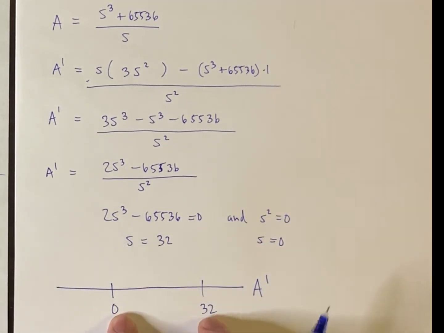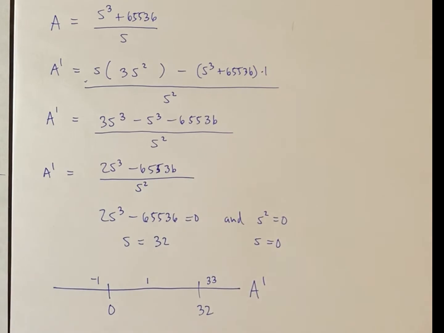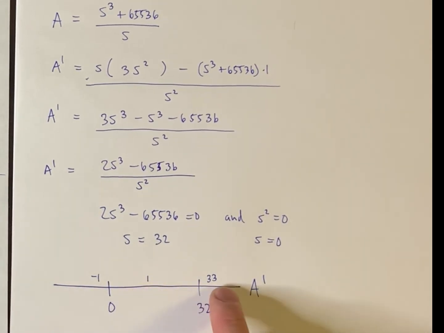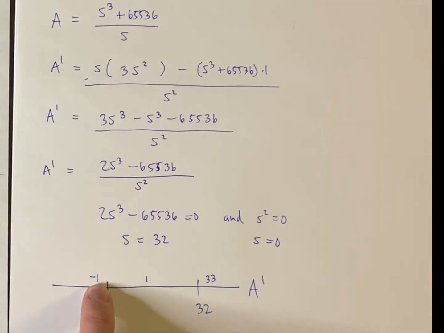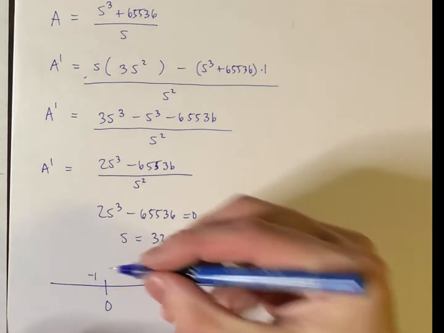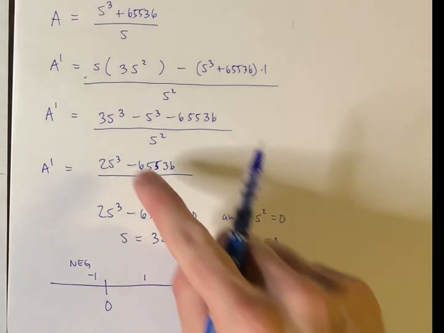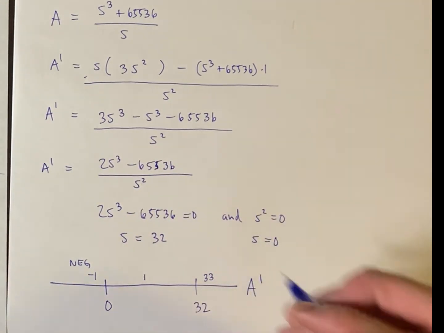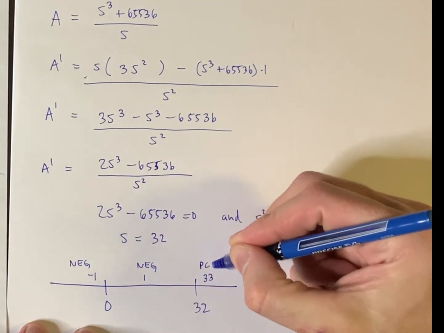And what you do is you pick test numbers that live in these regions. For instance, what's between 0 and 32? How about the number 1? What's on this side of 32? How about 33? Pick a number that's here, -1. And what we do is we take these test values and we plug them into the first derivative only to see if you get back something that's positive or negative. If you take -1 and plug it into the first derivative there and there, try that if you want, you will get back a negative number. Now, if you plug in 1 into here and here, you will get back a negative number. And if you plug in 33 in there, you'll get back positive.